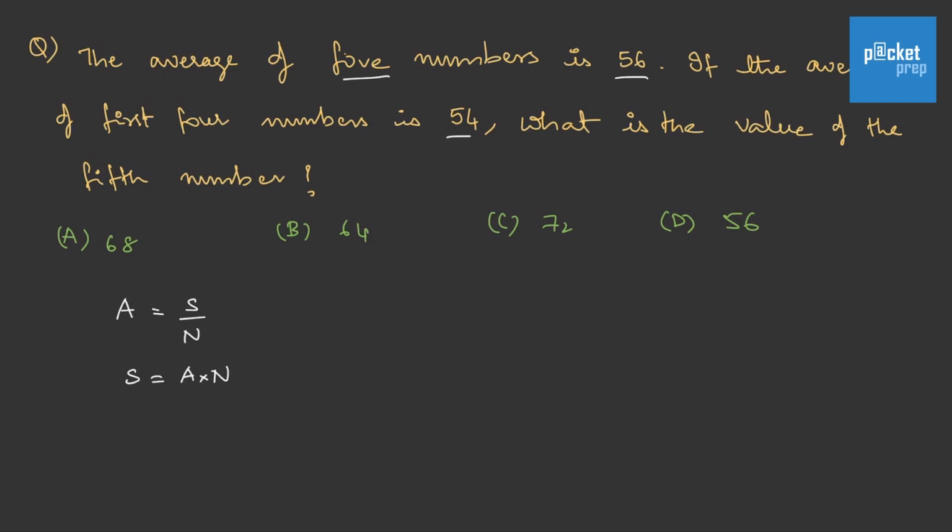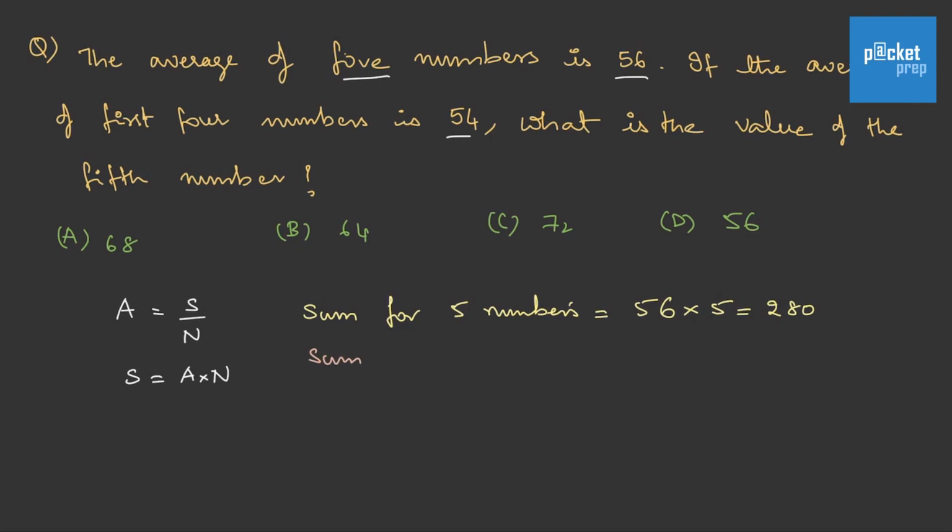So I can write it as sum for the first 5 numbers will be the average of the 5 numbers into the number of observations, that is 5. Average of first 5 numbers is 56 and number of observations is 5, therefore this is 280.